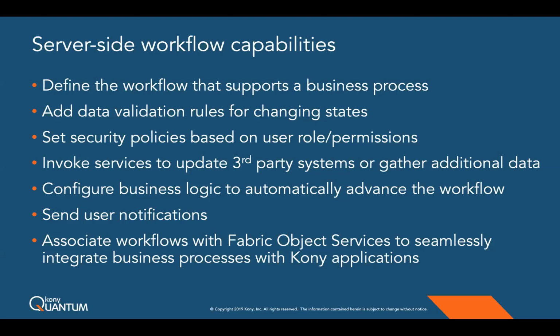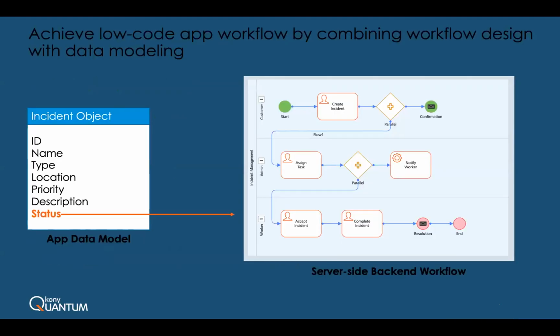Right? You can also send user notifications such as email. We'll start off with email. In future, we'll also support push and such. And you can also associate workflow with the Fabric object services so that you can have seamless integration with the business processes and with Kony applications. And it's not like an external trigger that you have to do. It is baked into the application. So when you use an object service that is integrated with the workflow, it automatically advances.